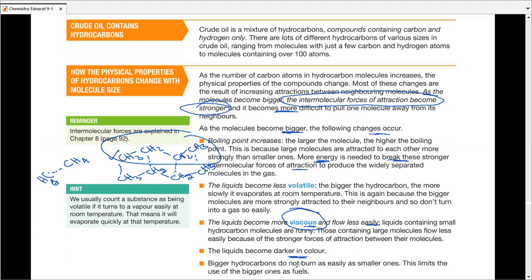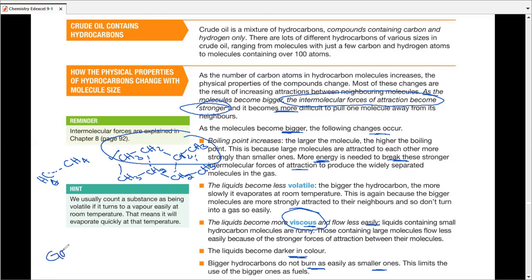Moving on, bigger hydrocarbons do not burn as easily as the smaller ones. Smaller ones burn easily and produce a large amount of energy. Of course, the bigger ones are even going to produce a huge amount of energy, but they cannot be lighted or burned that easily. So this limits the bigger molecules from being used as fuel. We can't actually directly use them as fuel. And I hope this can be taken from daily life observation.